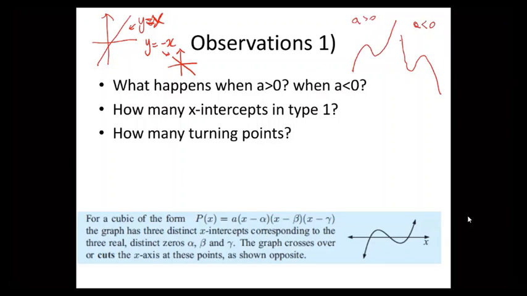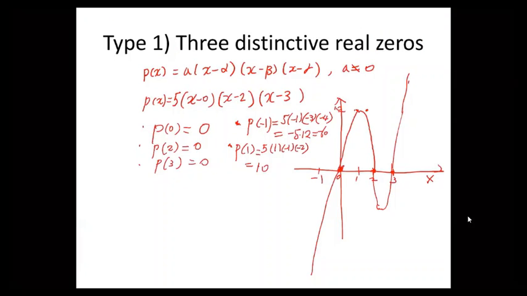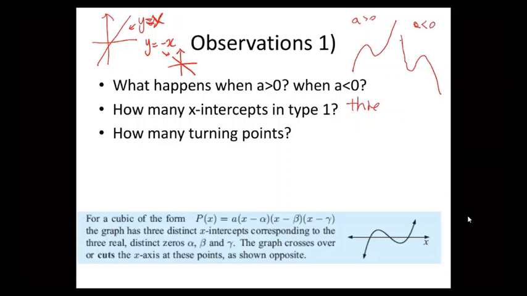Very good. How many x-intercepts in the first type? How many zeros? Hanan. So here's (0, 0), (2, 0), and (3, 0). How many do you have? 3. Very good. So 3 x-intercepts. As you can see, this is alpha, this is beta, this is gamma. So you have 3. How many turning points? Do you know what a turning point is, guys? Can you say again? I can't hear you. 2.